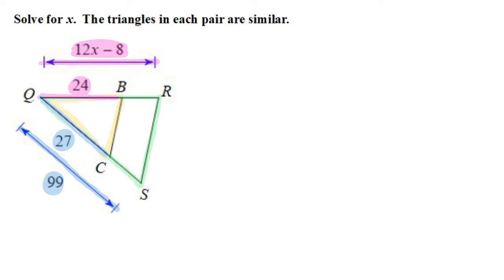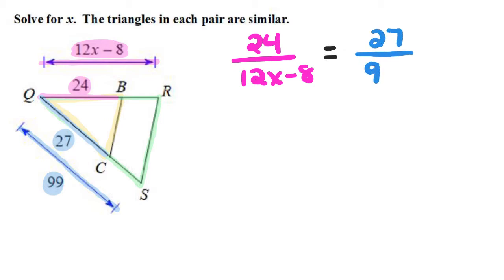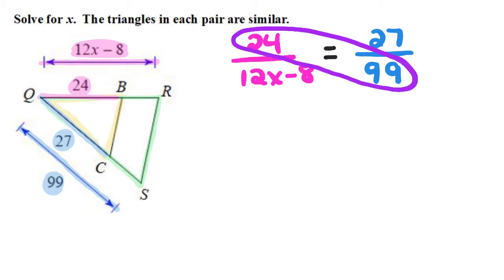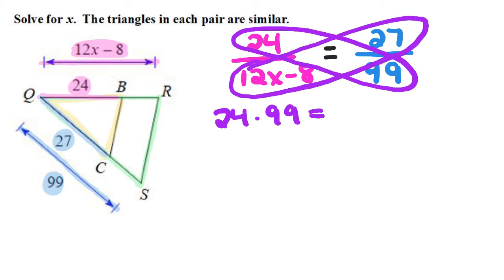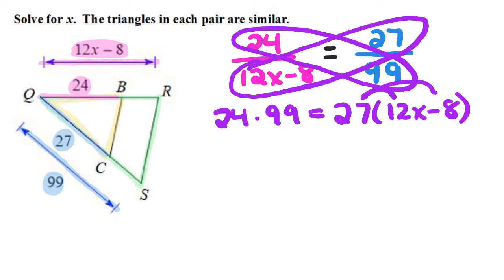So when I set my proportion, I have the smaller side of 24 over 12x minus 8 equal to the smaller side of 27 over 99. Now to solve, I'm going to cross multiply. So I'll have 99 times 24 is equal to 27 times 12x minus 8. Now to solve, I'll distribute my 27 and multiply the 24 and 99.